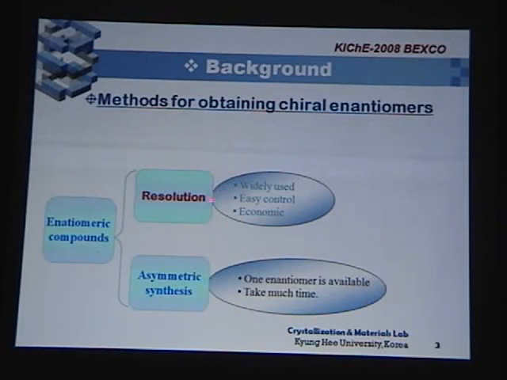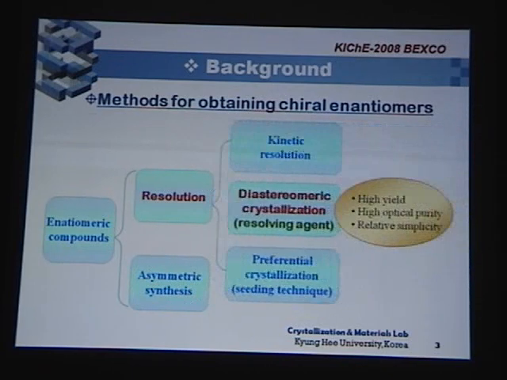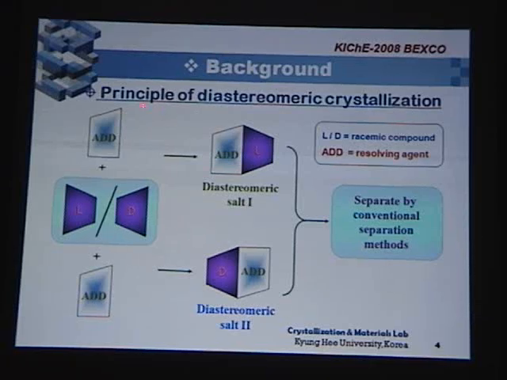There are two basic ways to obtain chiral enantiomers: resolution and asymmetric synthesis. Resolution involves kinetic resolution, diastereomeric crystallization, and preferential crystallization. The diastereomeric crystallization has the advantages of high yield, high optical purity, and relative simplicity. The principle of the diastereomeric crystallization is based on the formation of the diastereomeric salt of two enantiomers and then separating them by conventional separation methods.